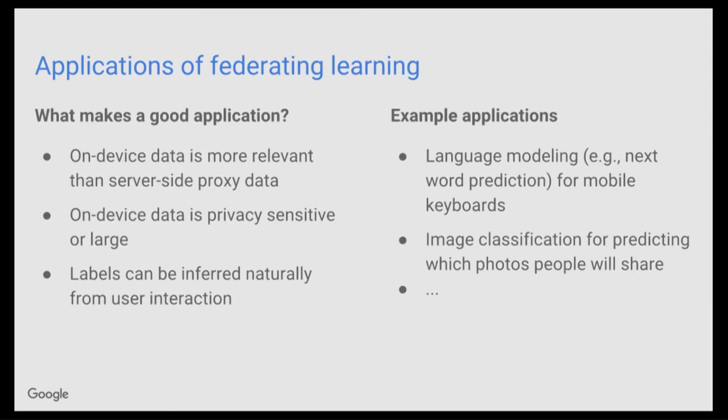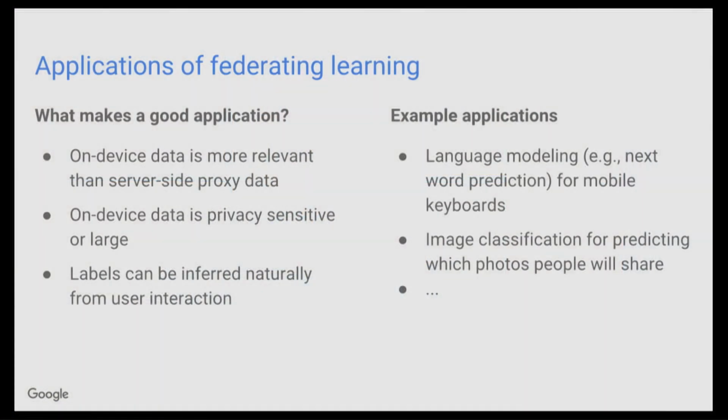So for what problems can we apply this? There are a few criteria that make an application particularly suited to this approach. One is that the training data you have on the device is exactly what you want. It's more relevant than data you already have on the server. Second, that data is either large in volume, there's a lot of it, or it's privacy sensitive. So there's a good reason to prefer leaving it on the mobile devices and not having to centralize it. And finally, because you're not going to be showing that data to a human and having them label it directly as part of the training process, the labels need to be naturally inferred from the user interaction on the device.